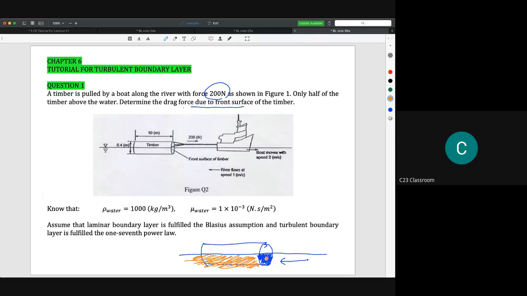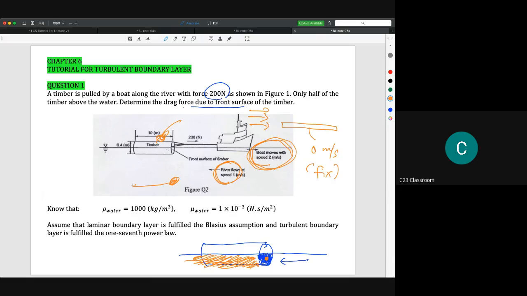And the second one is, if you see the picture, you could see that the boat is moving at 2 meters per second, but the river is also moving at 1 meter per second. Previously in our theoretical class about the boundary layer, we always assumed that the plate is 0 meters per second. It's fixed, not moving. Only the free stream velocity is coming at a certain velocity. But in this situation, we found that both are moving. Our object is moving at a certain velocity, and the fluid is also moving at a certain velocity.